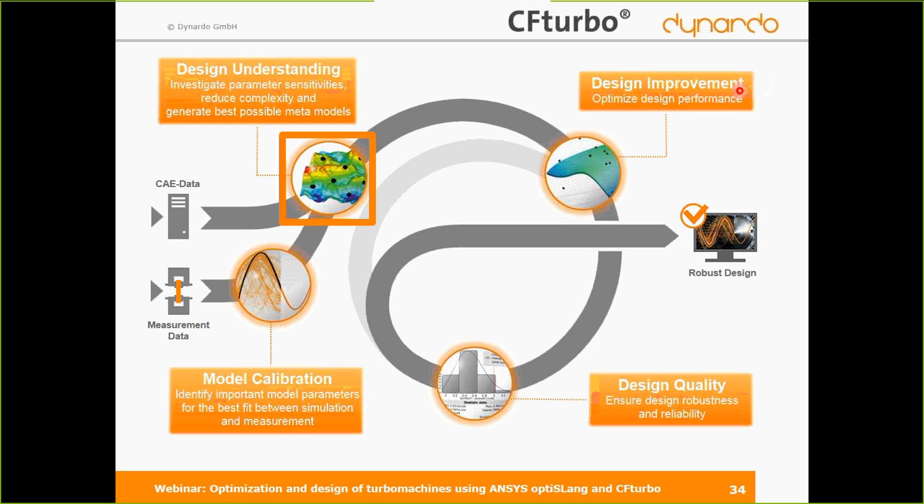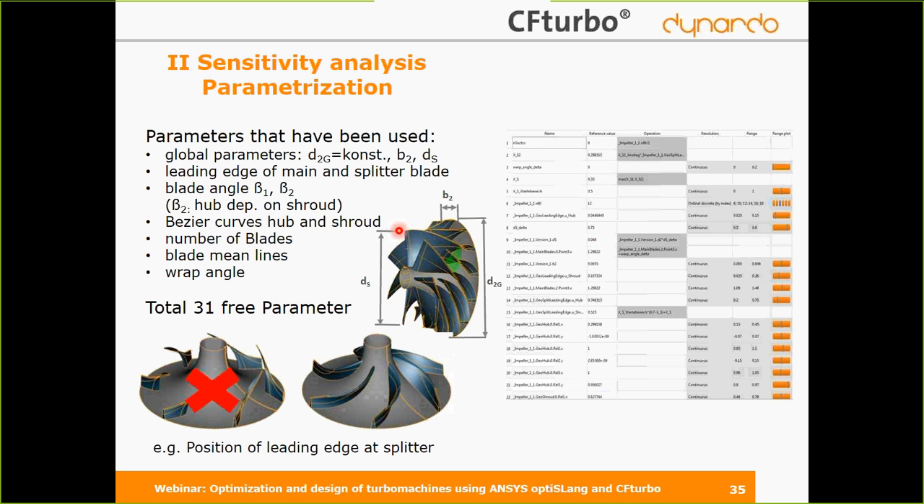So once our process has been automated, we can now do the sensitivity analysis. A crucial question in optimization and variation analysis is always parameterization. So let's have a look at the parameters that have been used in this case study. The global parameter D2 has been kept constant. The D2 and DS fraction diameter has been changed. Moreover, the leading edge of the main and the splitter blade has been changed.